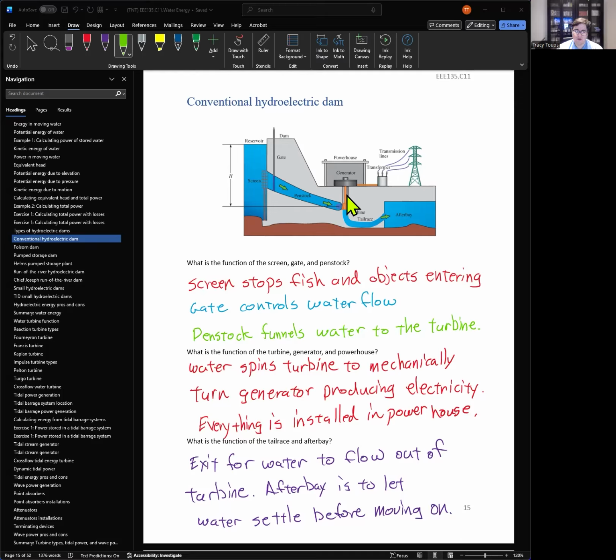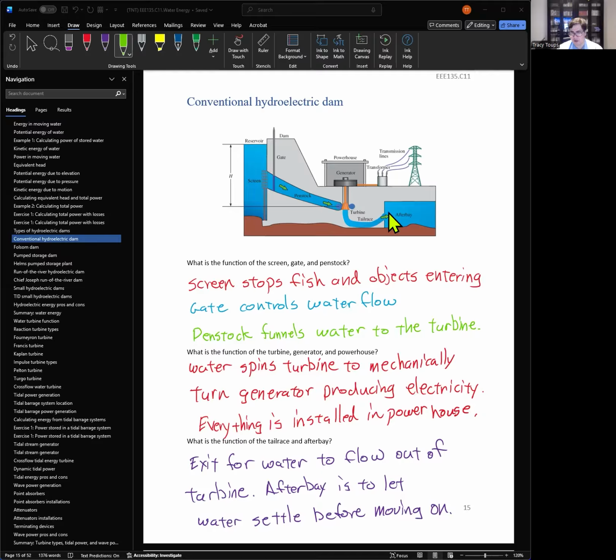What's the function of the tail race down here in the after bay? Well, it's mainly the exit for the water to flow out of the turbine. You want to make sure this exit is very smooth. Otherwise, the water will start having back pressure, which will slow down the water coming in. So you've got to make sure the tail race is very smooth for the water to flow out.